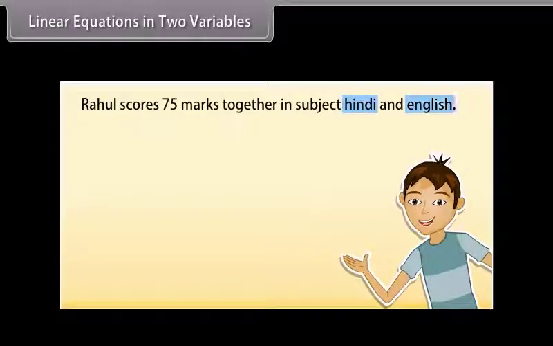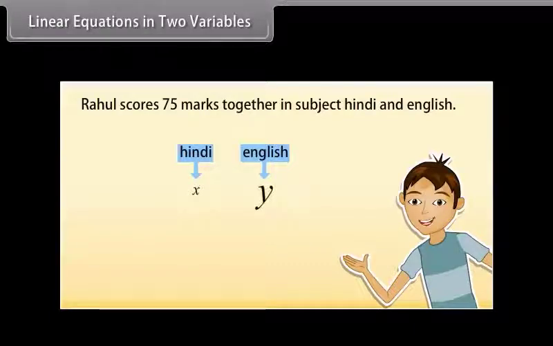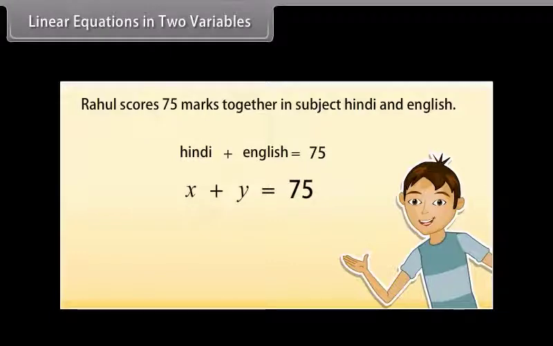Here you can see that the marks of neither subject are known. That is, there are two unknown quantities. Let us use x and y to denote them. So, the marks scored in Hindi is x and the marks scored in English is y. So, x plus y is equal to 75 is the required equation. This is an example of a linear equation in two variables.